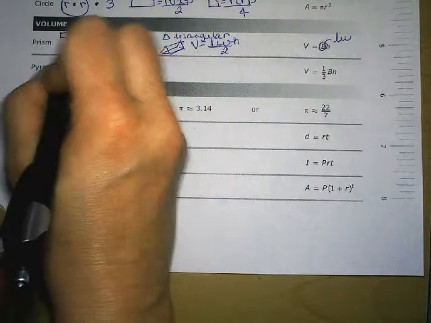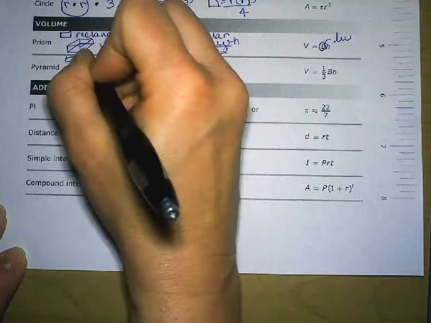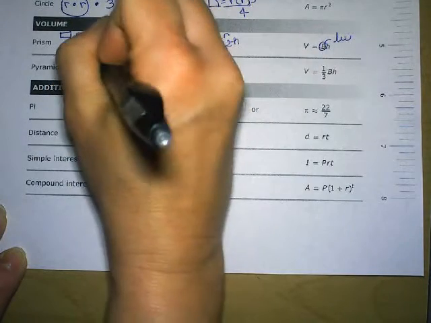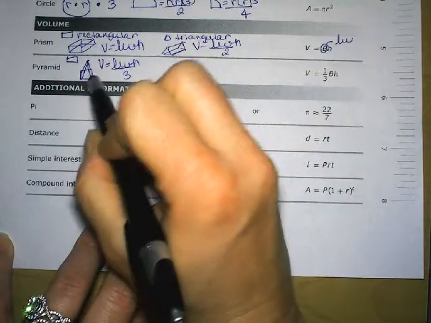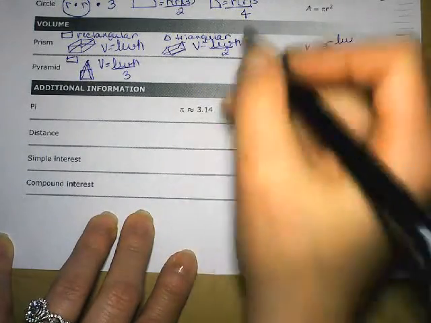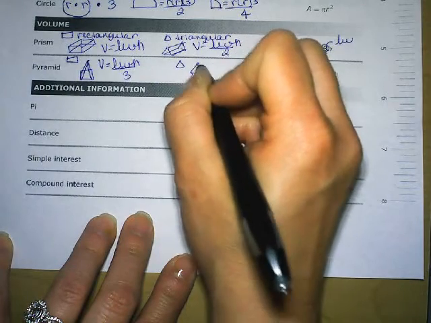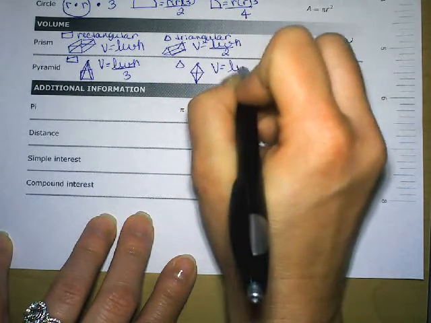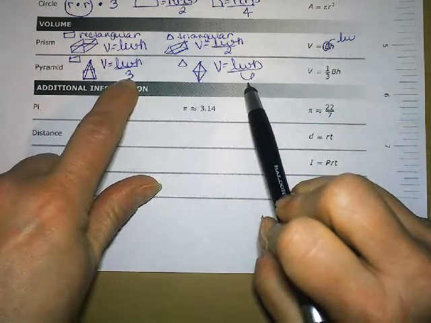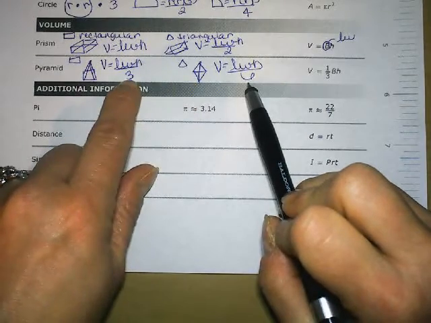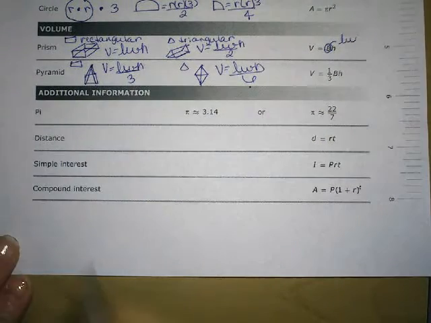For pyramids, you have rectangular pyramids, volume equals length, width, and height divided by 3, because a pyramid is a third of a prism. Triangular pyramids, volume equals length, width, and height divided by 6. It's divided by 6 because it combines the idea that a pyramid is a third of a prism and a triangle is half of a rectangle. 3 times 2 is 6.